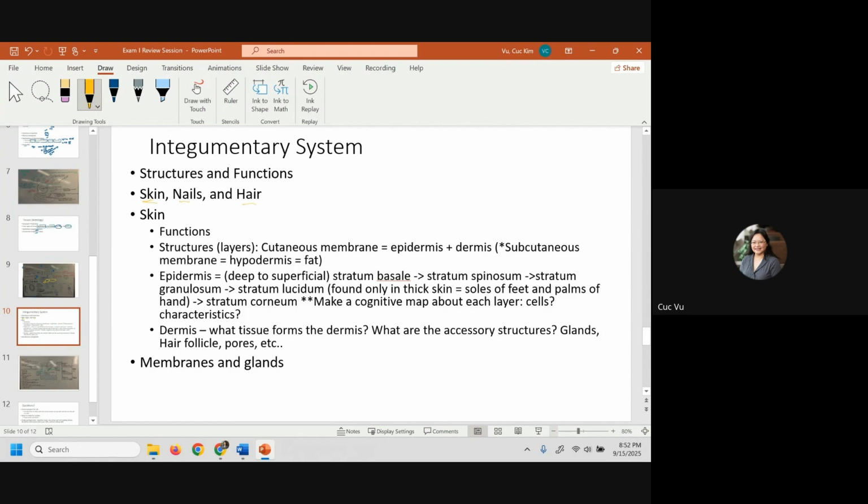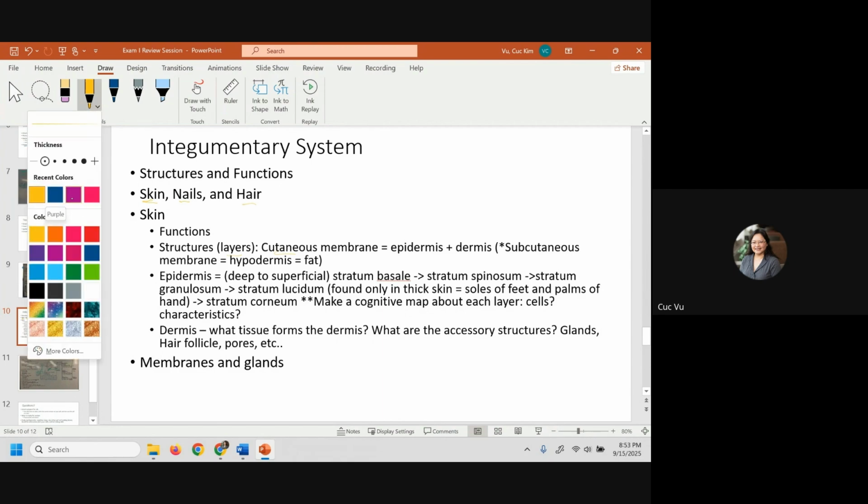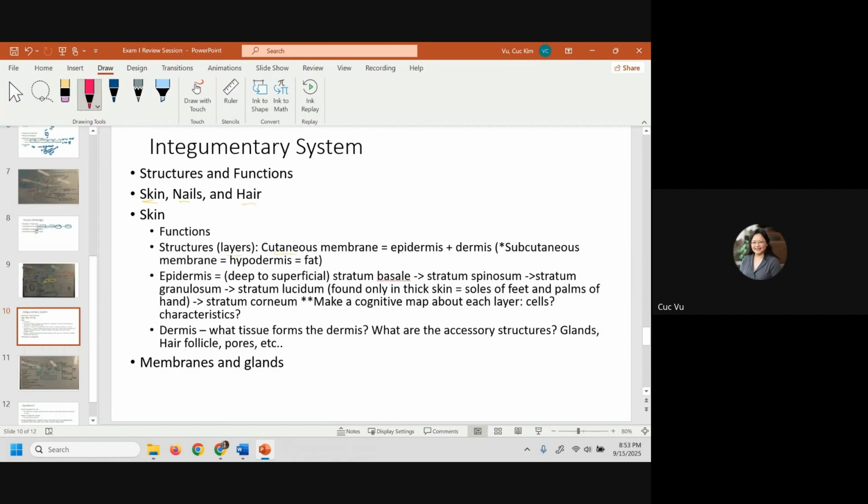The skin, make sure you can tell me the layers. There are some mnemonics that my students have come up with, but I can't remember what they are. But they're really cute. Something like cute bears, something. I'll see if I can pull it up again. But there are mnemonics that can help you remember the layers. Make sure you know the layers. What's cutaneous versus what's subcutaneous? What's the epidermis and dermis versus the hypodermis?